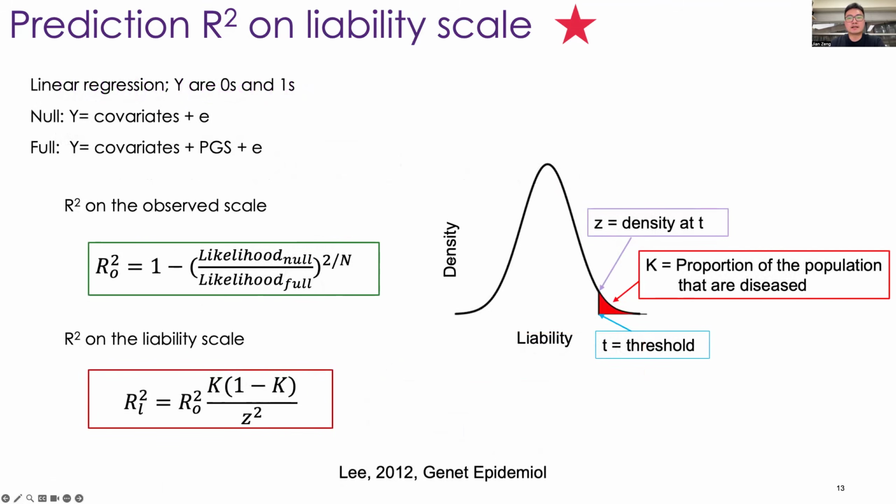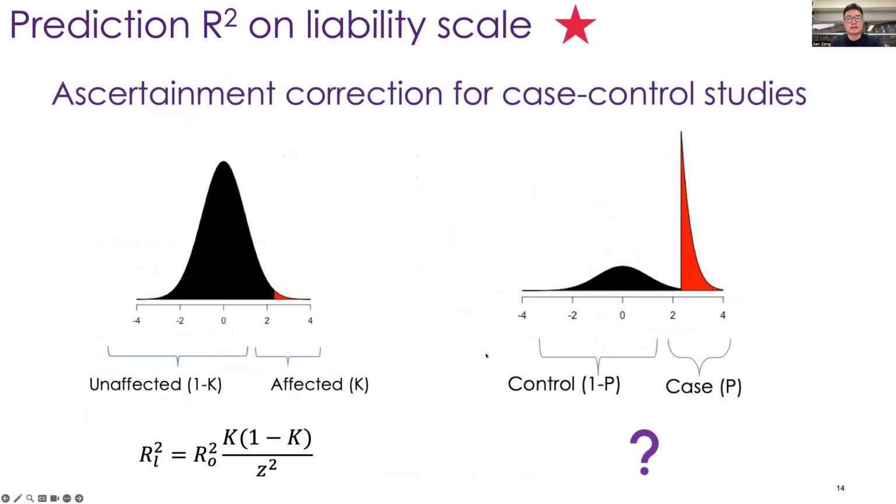We can do that by first estimating the prediction R-square on the observed 0-1 scale using the regression models. And then we can map this observed scale R-square to the liability scale, depending on the disease prevalence K and the density of the normal distribution at the threshold Z. And the theory is illustrated in detail in a paper in 2012.